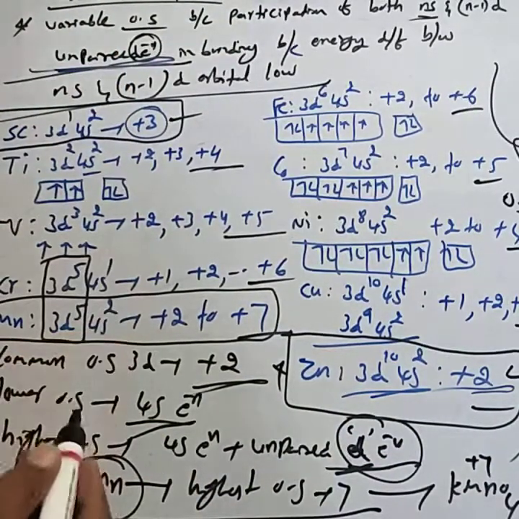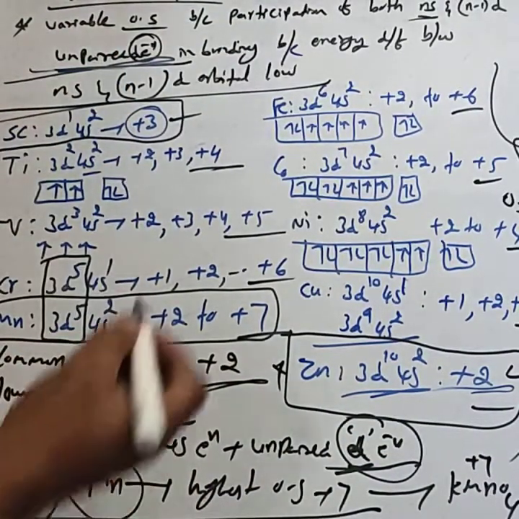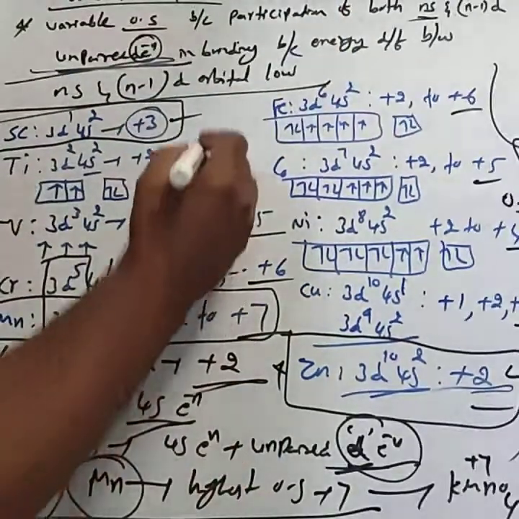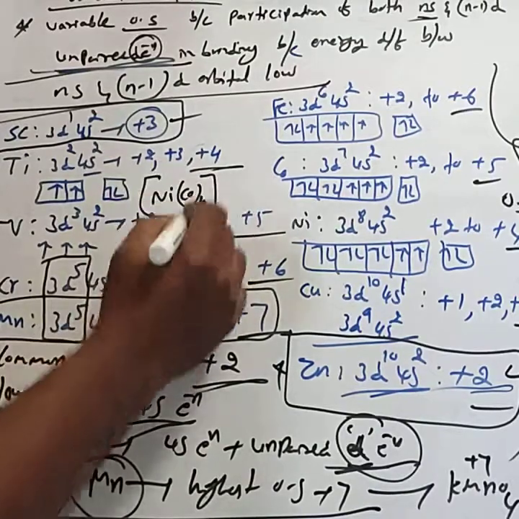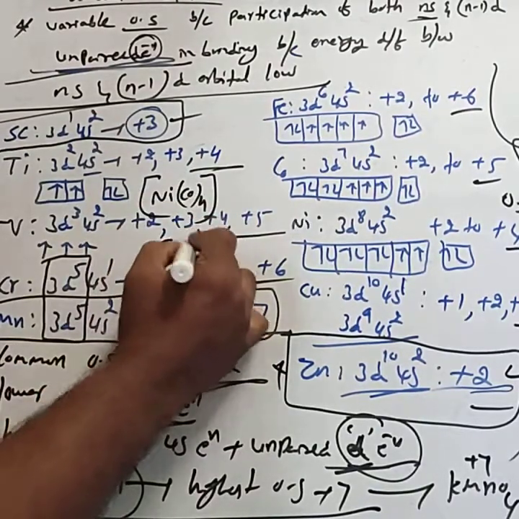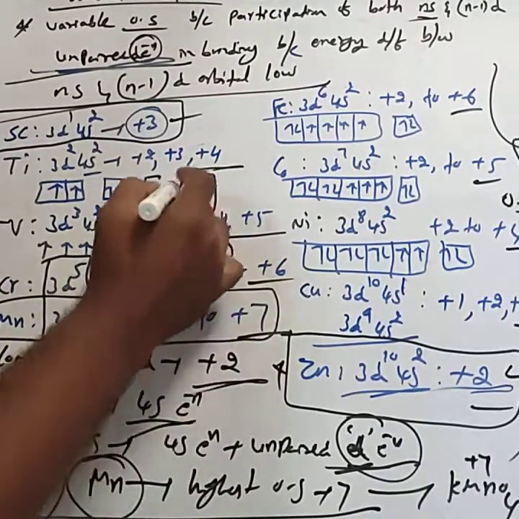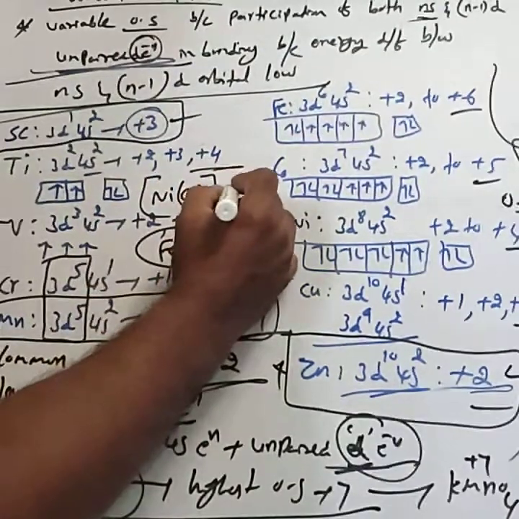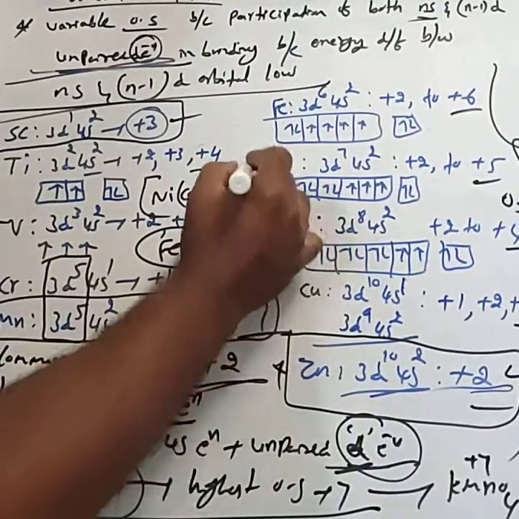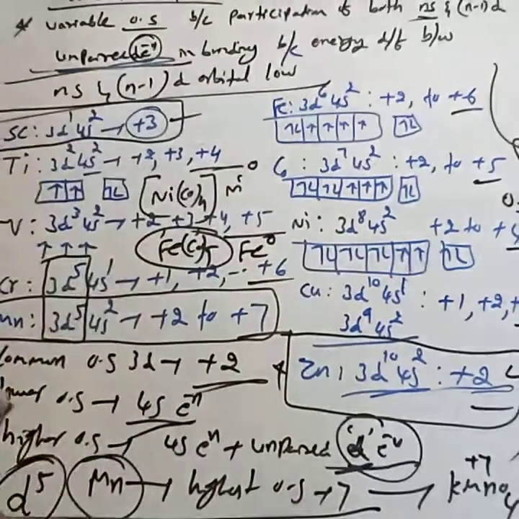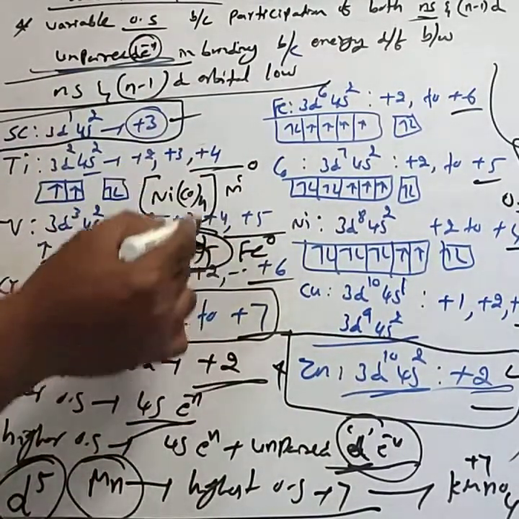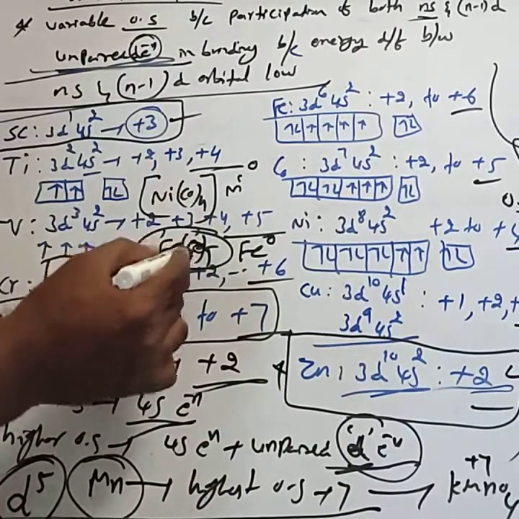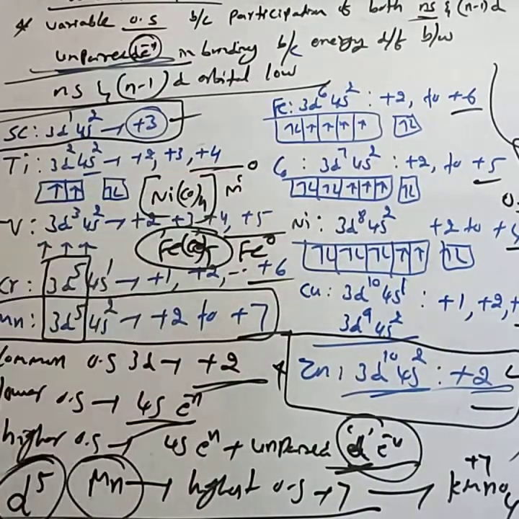Then in certain complexes like Ni(CO)4, nickel carbonyl, or iron carbonyl, Fe(CO)5, nickel and iron show the 0 oxidation state. In coordination compounds, we discuss the oxidation state. CO is a neutral ligand. Due to that neutral nature, nickel and iron can show the 0 oxidation state.